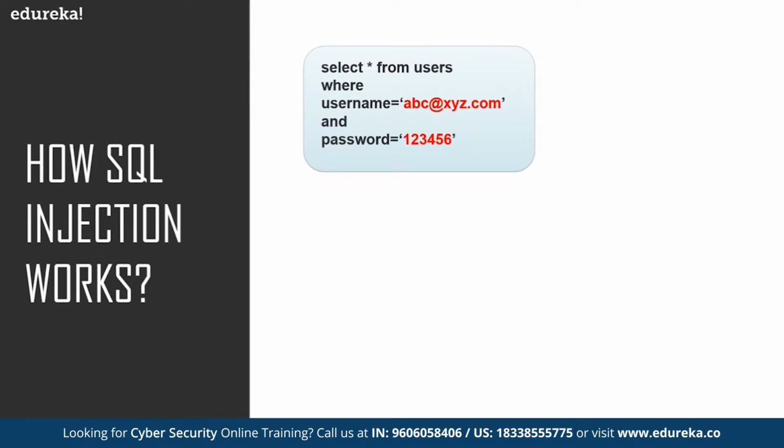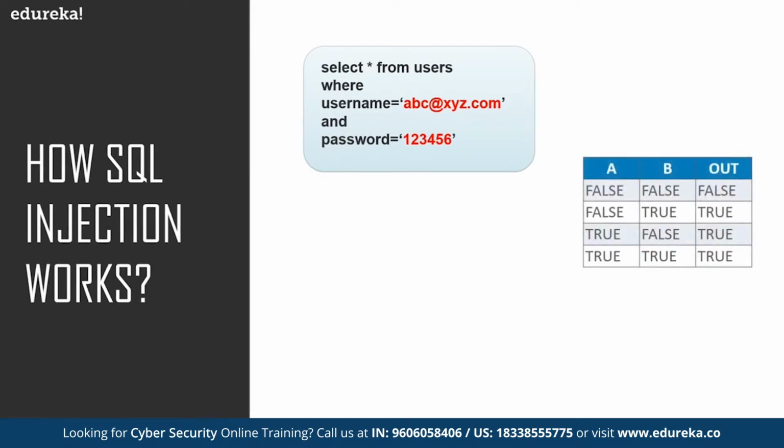So for that, I'll first explain what an OR logic is. OR logic is a function that takes certain inputs and gives an output. Let's take an example where A and B are the inputs and out is the output. Suppose there's an OR function running on the inputs A and B. If both the inputs are false, then the output is false. If one of the inputs is true, then the output is true. And if both the inputs are true, then the output is true.